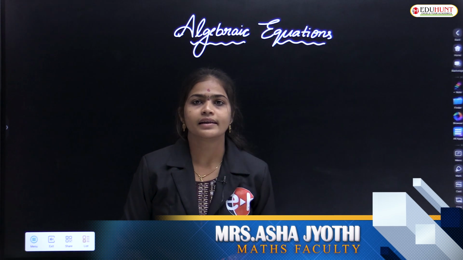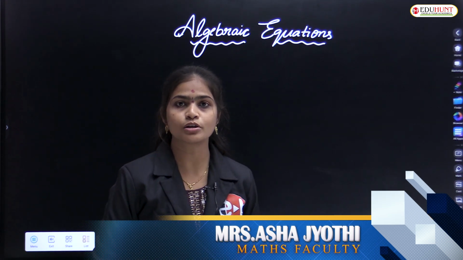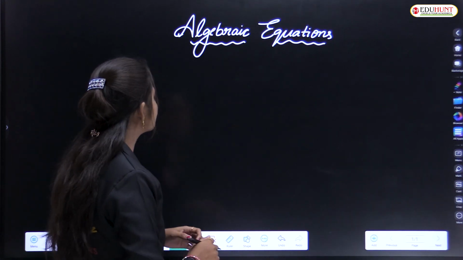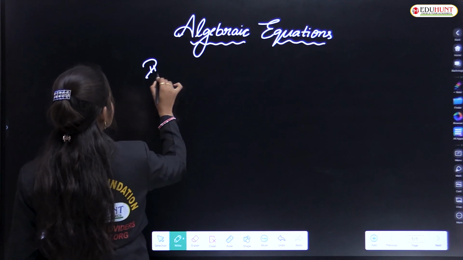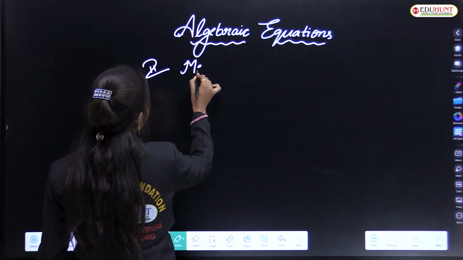So hi children, in the previous video we discussed the first method, that is the method of substitution. We used that method to find the values in a linear equation in two variables. Now, in this video we are going to discuss the second method, that is the method of elimination.